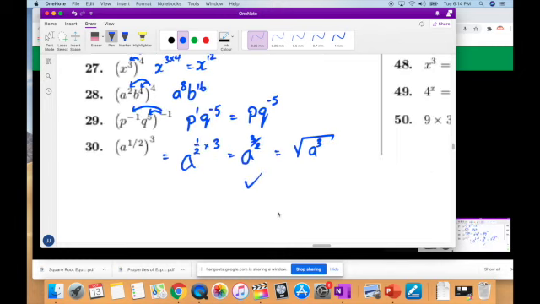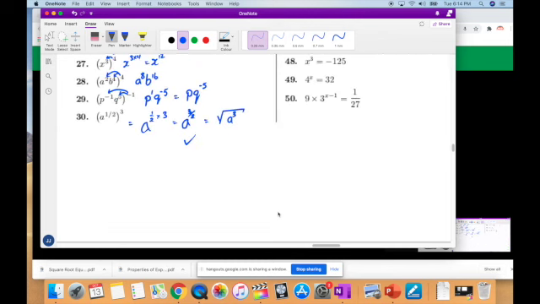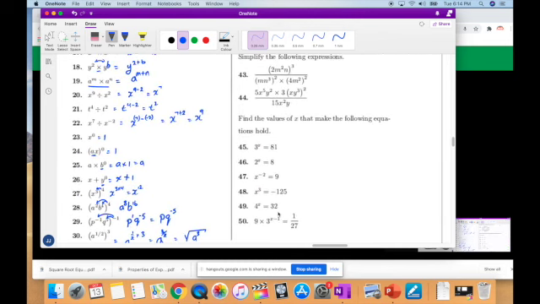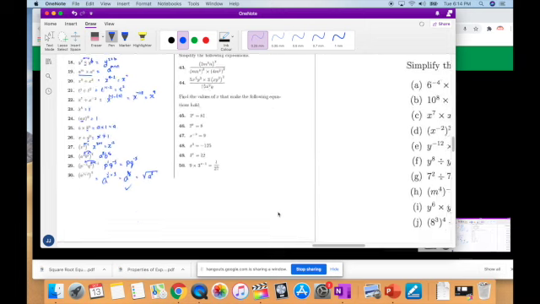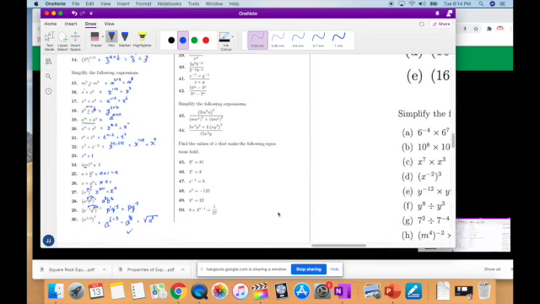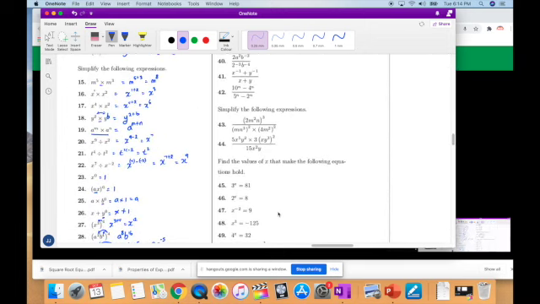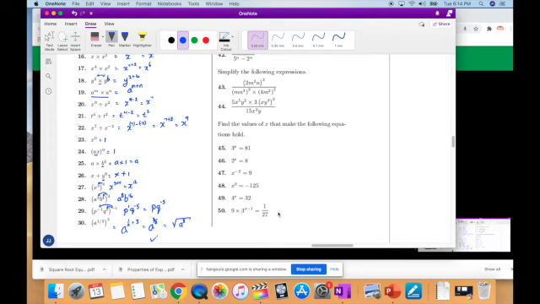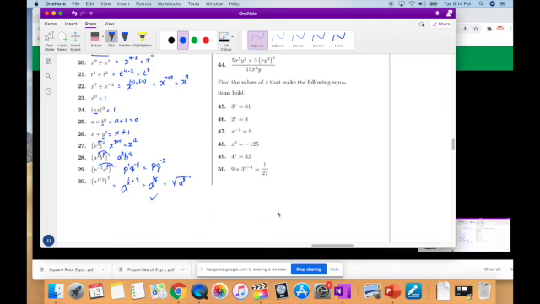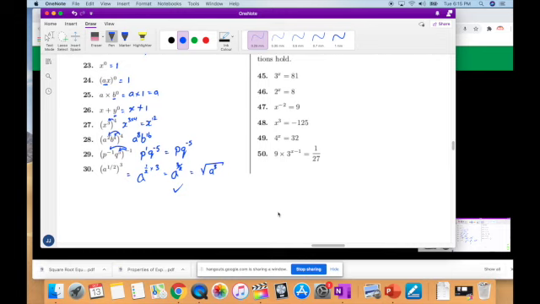Yes. So out of that first 30, did anybody get any wrong? Yes, sir. Alright, which ones did you get wrong? Number 28 and 29. You didn't know that you had to multiply by all of the indices in there.